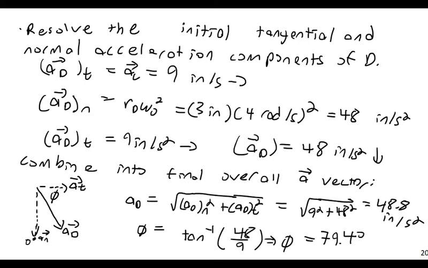Okay. So that's my brief example on rotation about a single point. Now we need to move on to something a little bit trickier, and that is general plane motion. Not as complicated as the three-dimensional motion, but it is still a little more complicated.